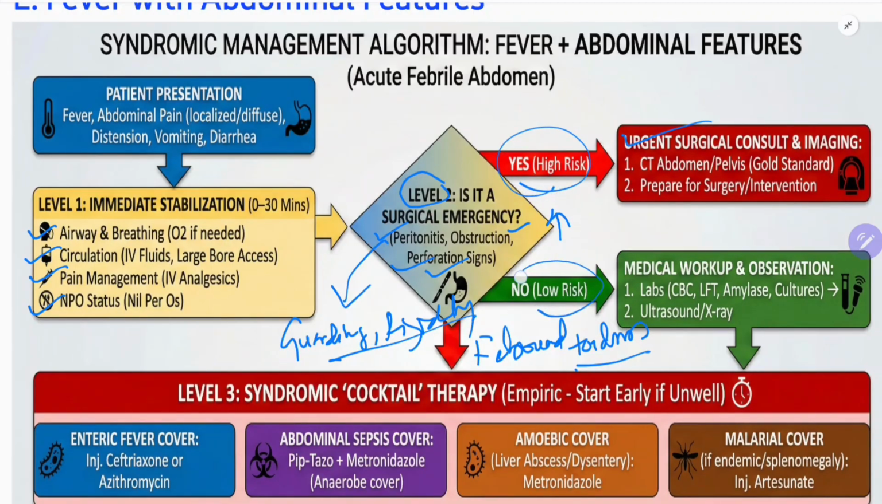Okay. If it is low risk, then do the labs. That means you are first differentiating whether it is a surgical emergency or not. If it is a surgical emergency, perforation, peritonitis, or obstruction, you will refer to surgery. If it is not there, then you will do labs. In labs, CBC, LFT for whether it is a liver abnormality, amylase for whether it is pancreatic abnormalities, then blood cultures, and we will do ultrasound and X-ray. Now start empiric therapy.